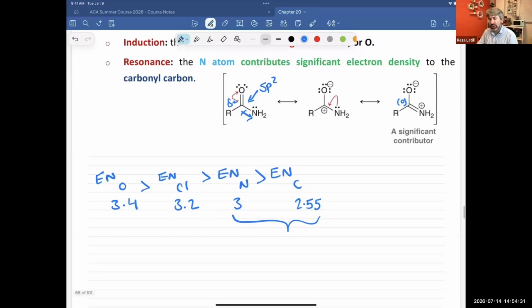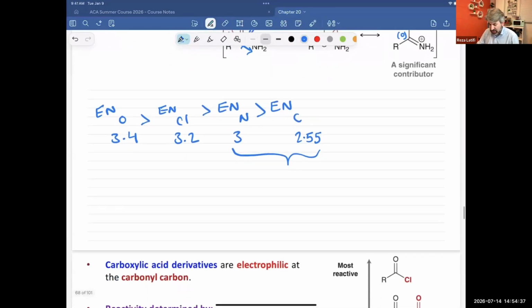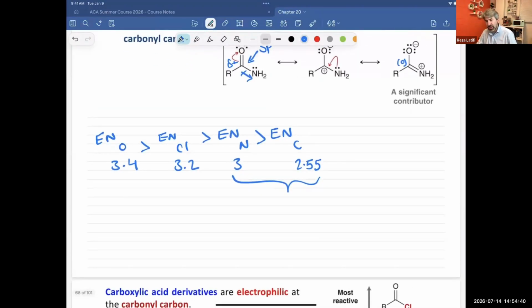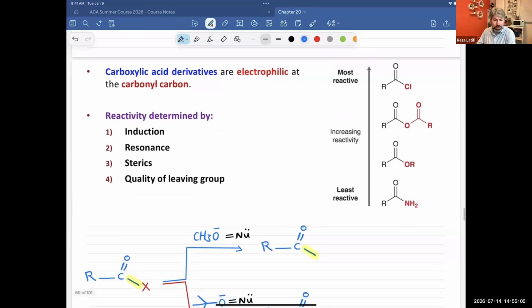The final point I want to mention about the resonance here: resonance from the lone pair of nitrogen will drop the positive charge on the carbonyl carbon. The positive charge here goes down. When the positive charge goes down, the reaction will be slower, or the tendency toward the nucleophile will be less. Now, we have two more factors. The next one is steric effect, and the last one is the quality of the leaving group. Let's talk about the steric effect, and then we'll switch to the leaving group.